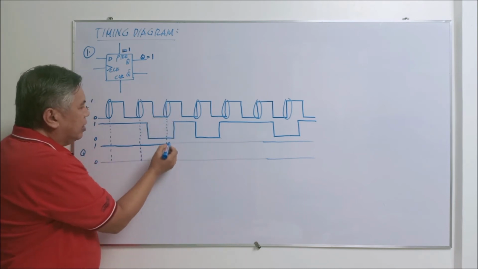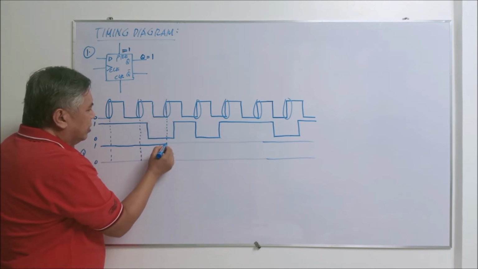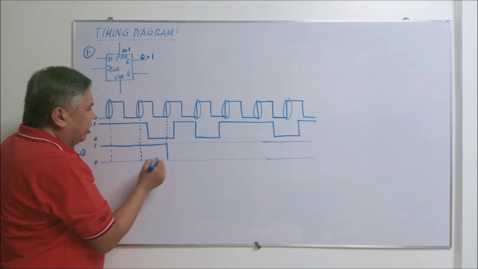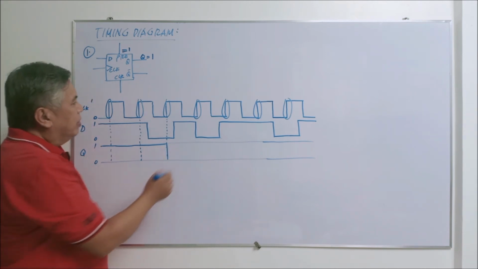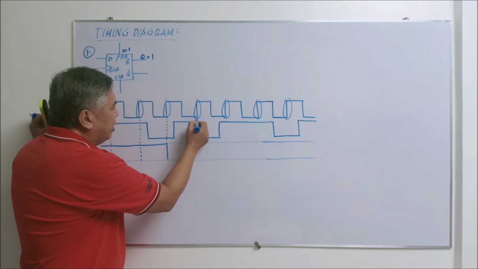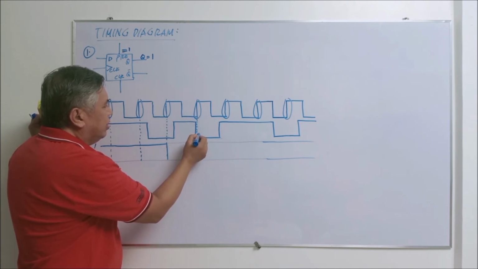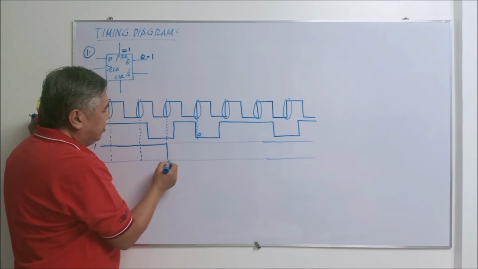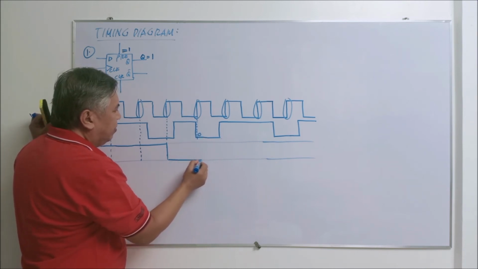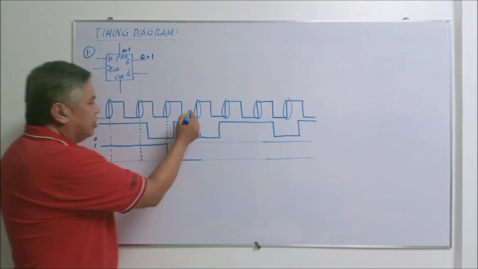Positive edge triggering of the clock. Your D is equal to 0. Then your output Q becomes 0. Then we go to positive triggering here. Positive triggering of the clock. Your D is 0, so it will remain 0 up to this particular area.